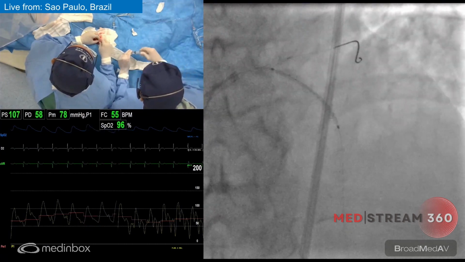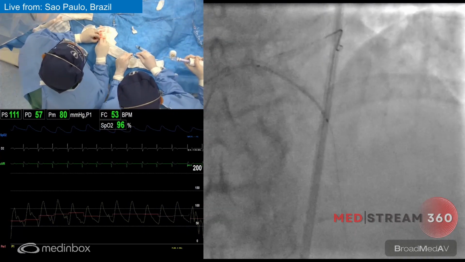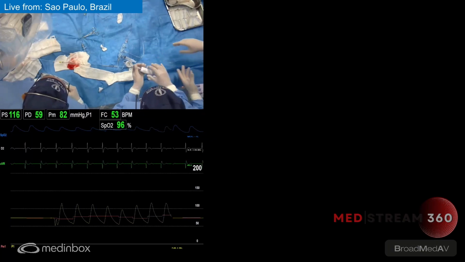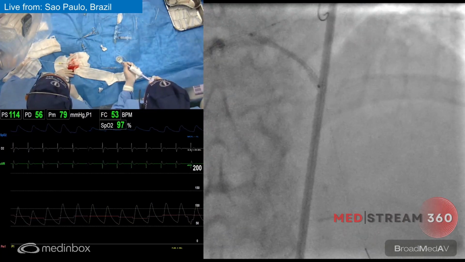So get some extra support there and try to be just at the bifurcation level. Just at the ostium, right? Yeah. Or maybe advance 1 millimeter there, right? Okay, so it's going there. 4, they're at 5, the very ostial location. 6.